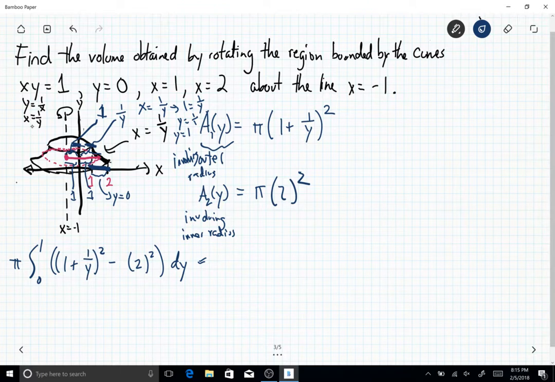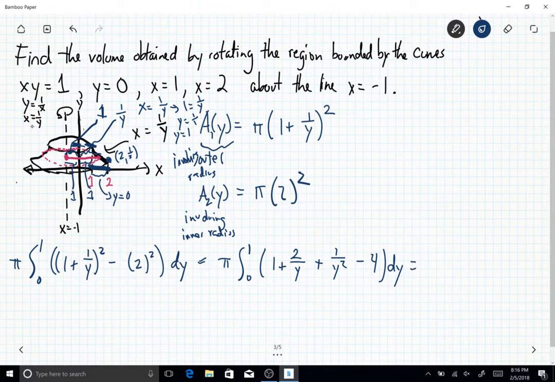And you might be thinking, oh, it might be where our x value equals 2, right? But what you'll find is that this is 2 and then this would be 1/2. So that wouldn't be extending the integral to as far as it can go. You'd have to extend the second part of it. So moving forward, you get pi, and then you take the integral from 0 to 1. You get 1 plus, another way to write this, 2 times 1 times 1 over y, which is 2 over y, plus 1 over y squared, and then minus 4 dy.